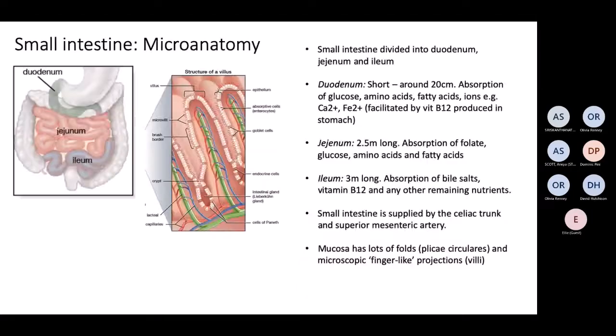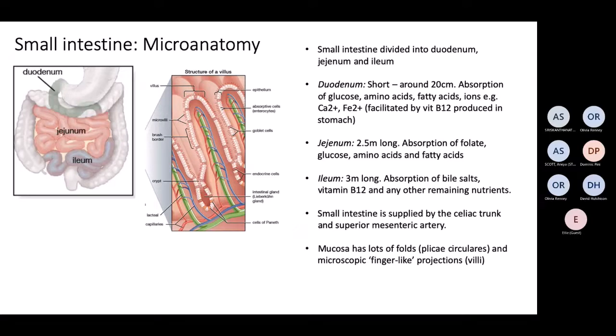So firstly, just a little bit of overall anatomy. A recap of your small intestine. Your small intestine is divided into the duodenum, the jejunum and the ileum. The duodenum is the shortest part. It's about 20 centimetres long, but it's a big site of absorption.